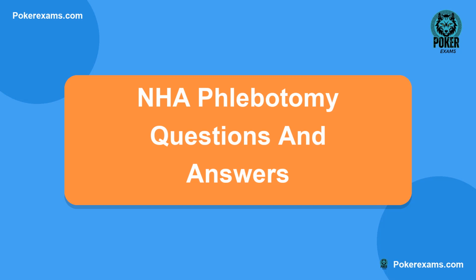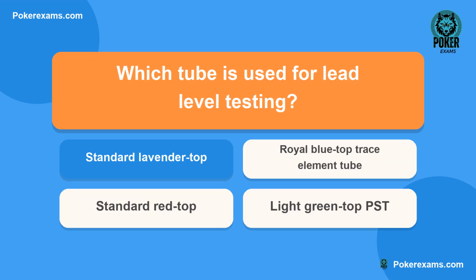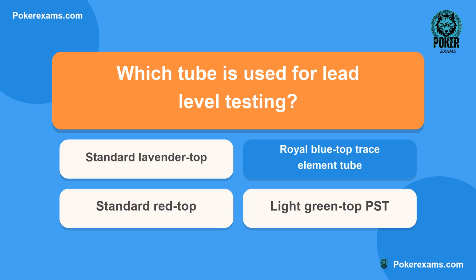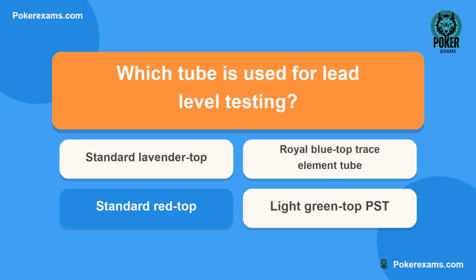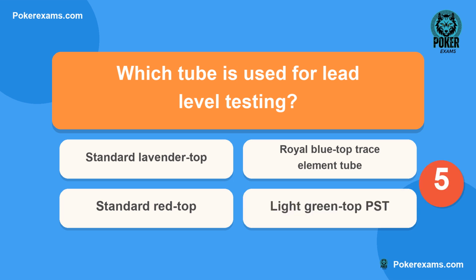Let's get started. Which tube is used for lead level testing? Is it A, standard lavender top? Or B, royal blue top trace element tube? Could it be C, standard red top? Or lastly D, light green top PST?